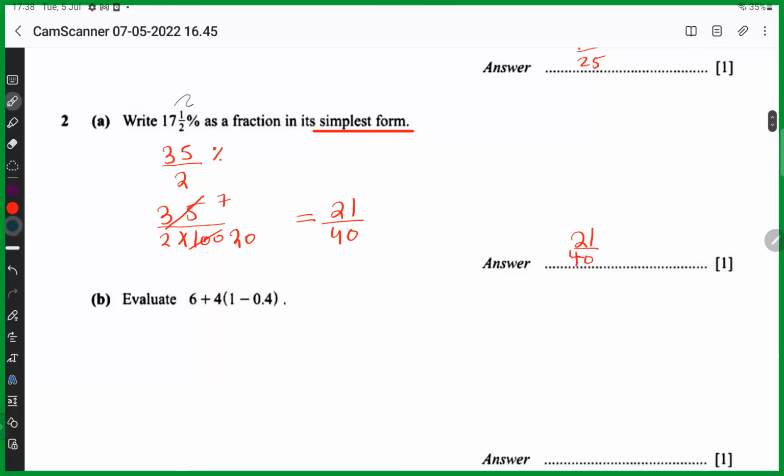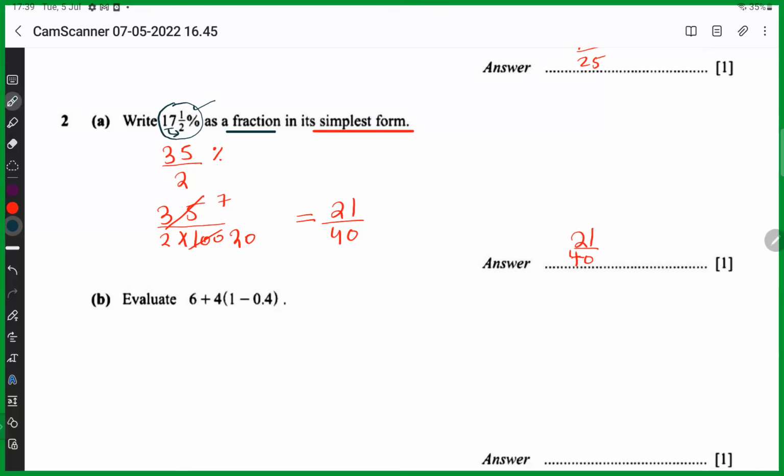Here, this was the question. This is written as a percentage and you need to write it down as a fraction. The method is fixed. First challenge was converting 17 whole 1 by 2 to a fraction. And we know that mixed numbers are converted this way. We multiply this number with this number and we add it in the numerator. It would become 35 by 2.